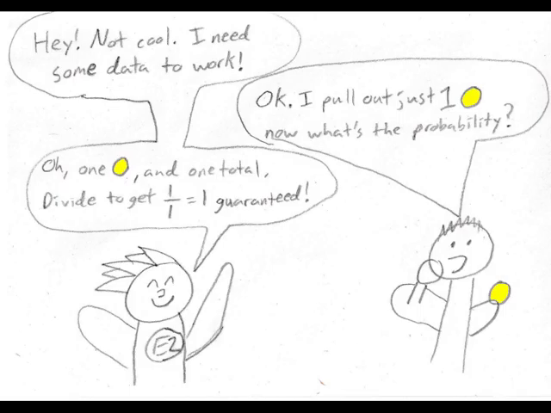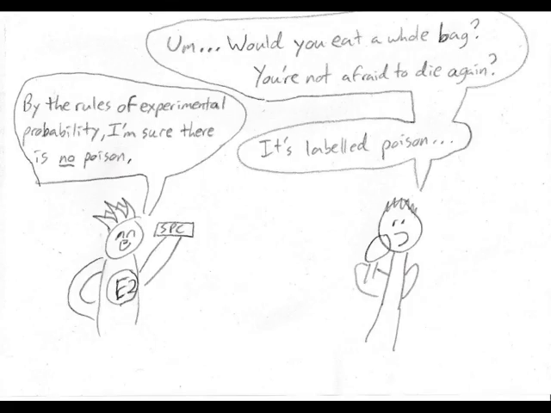Yeah, okay. I'll pull out just one yellow candy. Now what's the probability? Oh, 1 yellow candy and 1 total. Divide to get 1 divided by 1 equals 1. Guaranteed. Would you eat a whole bag? You're not afraid to die again? By the rules of experimental probability, I'm sure there's no poison. It's labeled poison.